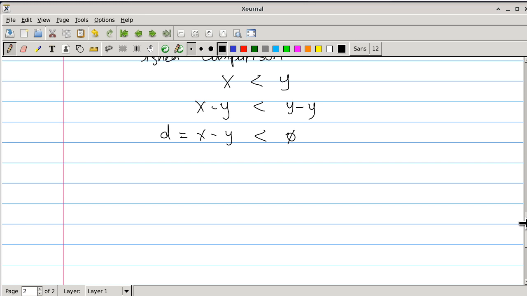Okay, so you look at this and go, hey, we know how to do this. If D is less than 0, what can tell me that D is less than 0, looking from the signed perspective?